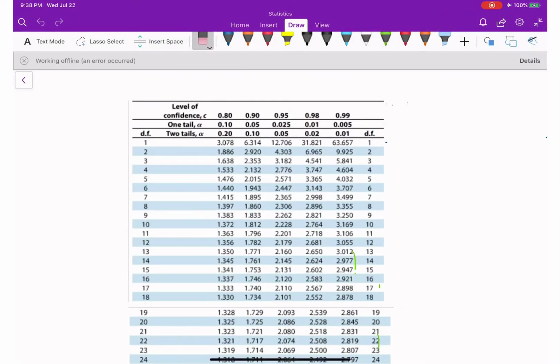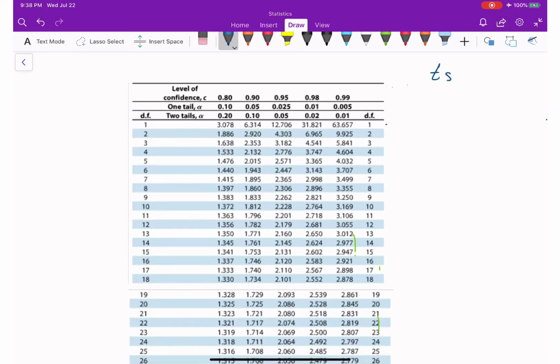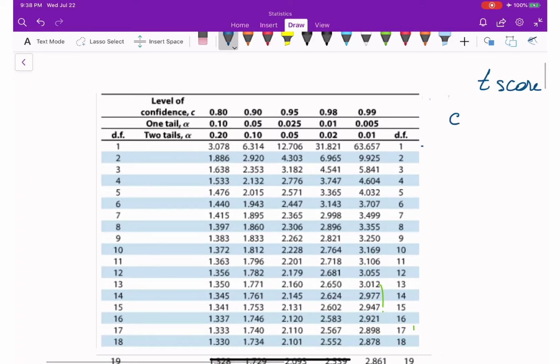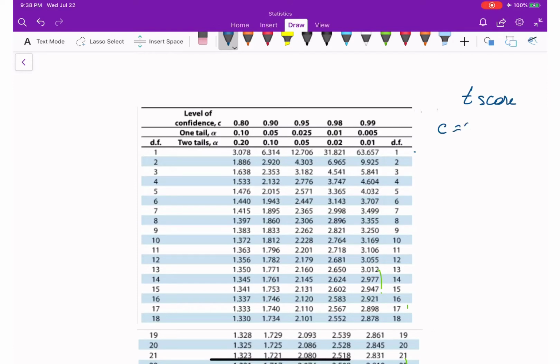We are going to learn how to work with t-score. To understand t-score, it's working the same way as a z-score, which means we are working with the table. And that table is working with confidence level, C, let's say 0.99, and working with degree of freedom vertically.